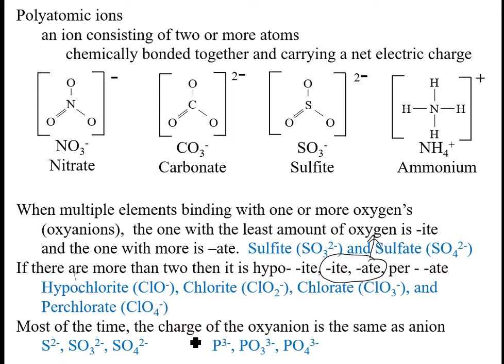And most of the time, the charge of this, called an oxoanion, is the same as the anion. So sulfide is 2 minus, sulfite's 2 minus, sulfate's 2 minus. Phosphide is 3 minus, phosphite is 3 minus, and phosphate is also 3 minus. And we will stop this video.